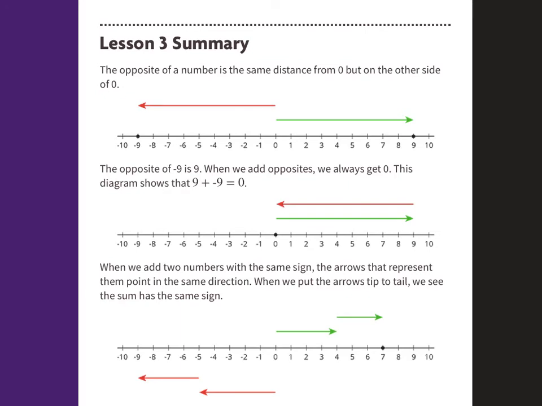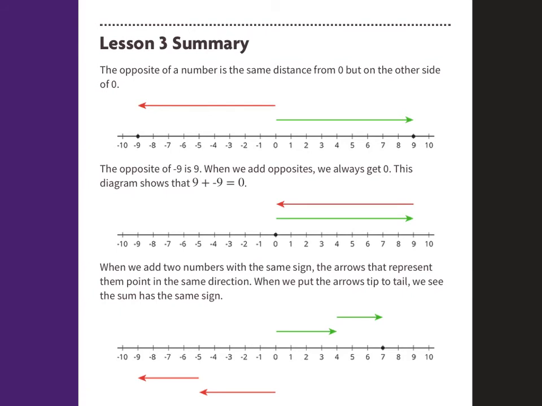The opposite of a number is the same distance from 0, but on the other side of 0. The opposite of negative 9 is positive 9. When we add opposites, we will always get 0. This diagram shows that 9 plus negative 9 equals 0. Okay? Positive 9 is green, negative 9 is red. We move to the right 9 and back 9, and we end up at 0.